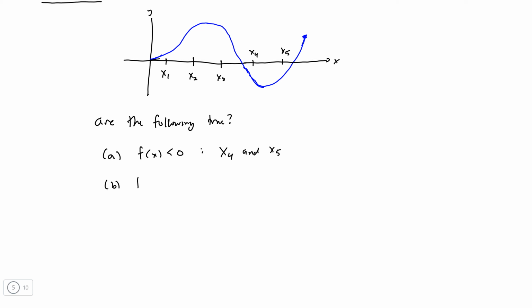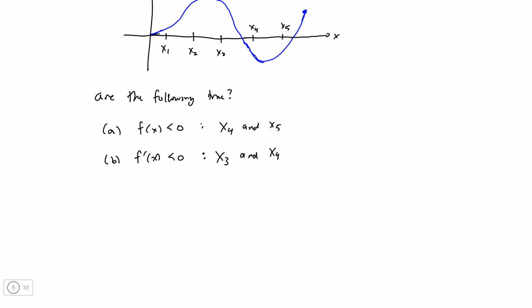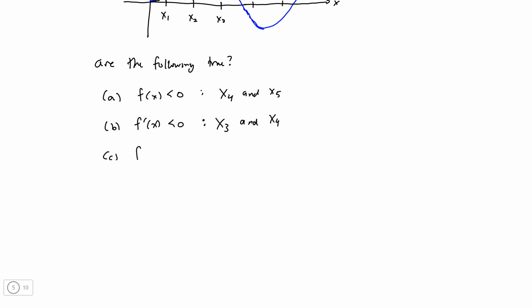Now let's ask, what about where the derivative is less than 0? This should be where the function is decreasing. So it's decreasing at x3, and it's still decreasing at x4, and everywhere else it's increasing. We could also phrase this as where f is decreasing, phrasing this in terms of the function instead of the derivative, but these are the same values. That's the same thing as part B.